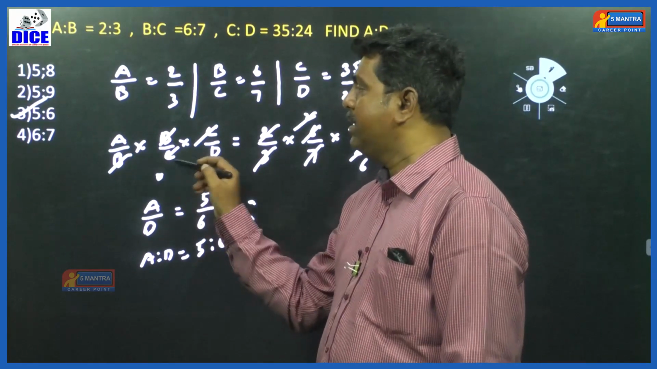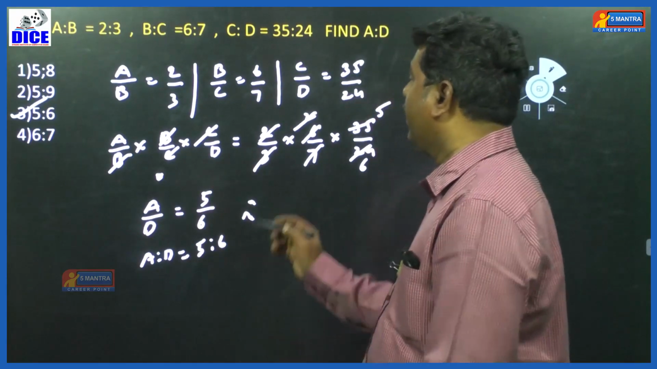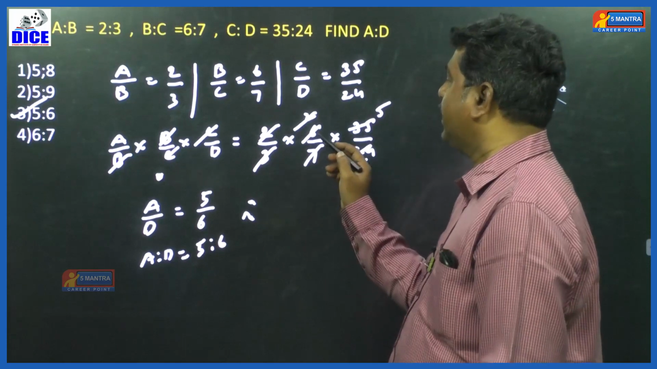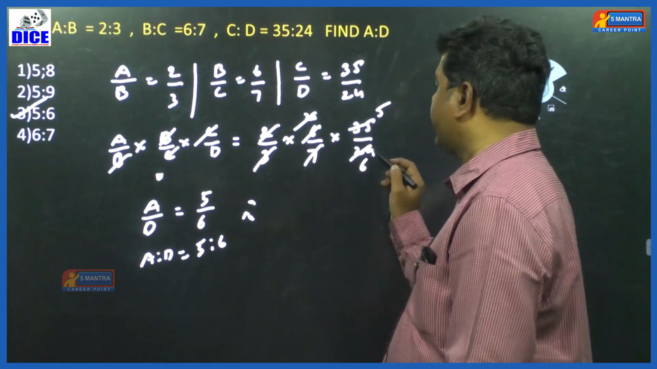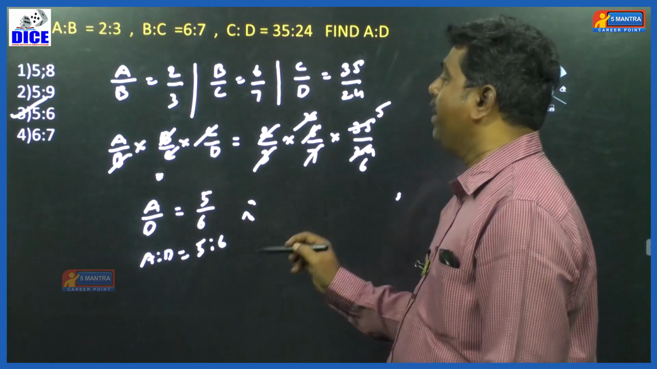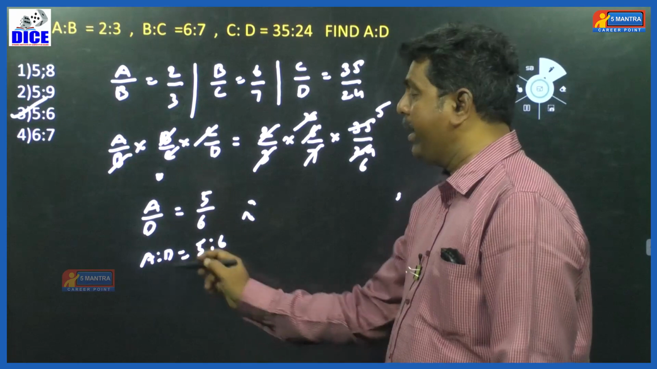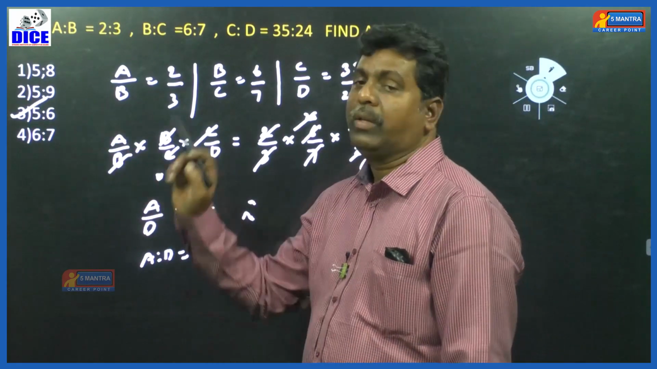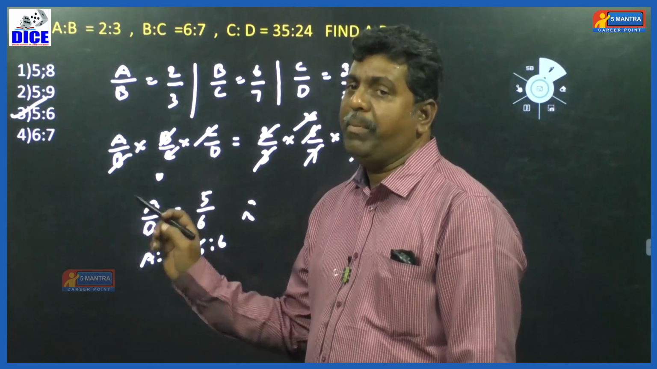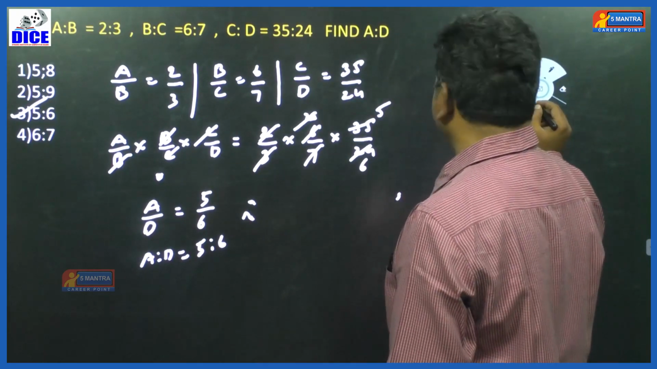Here B and B cancel, C and C cancel, and A by D remains. Here 3 strikes 6 two times, 7 strikes 35 five times. 2 into 2 is 4, 4 strikes 24 six times. So the remaining is A by D, which is 5/6. Therefore, A:D is equal to 5:6, which is the required option. Third option is the right answer. This is also a very important problem. Okay, now we can go for the next problem, the ninth problem.